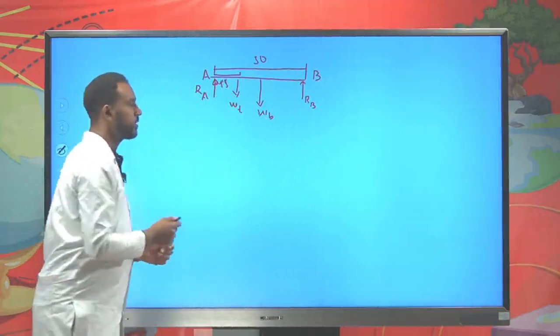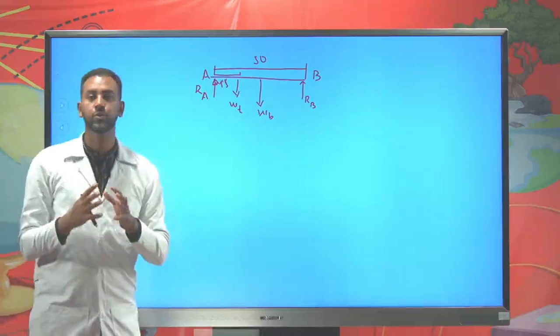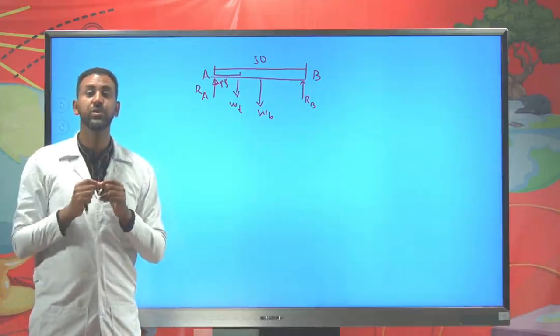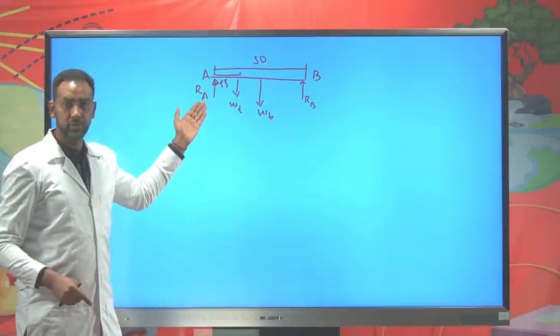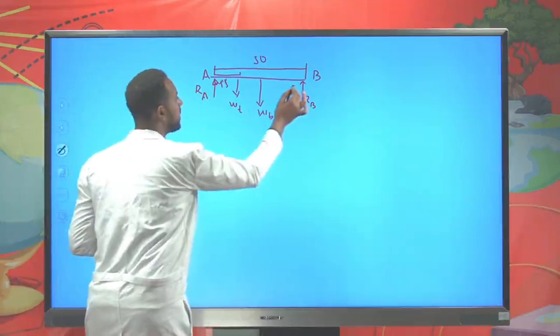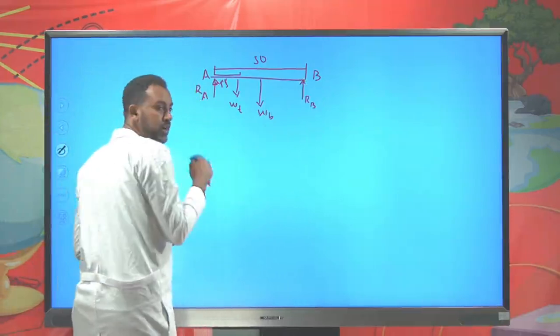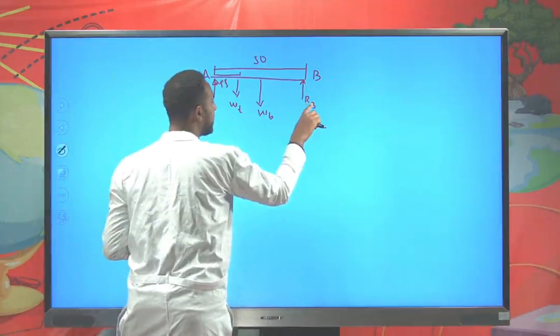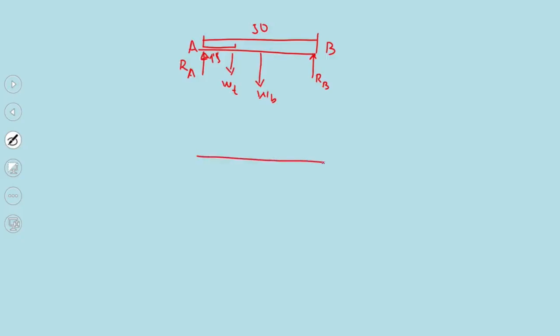15 meter. So what shall we do? The first thing is you should choose a pivotal point. Suppose you are trying to find the reaction force at point A, you can choose the pivotal point at point B. If you are trying to find the reaction force at point B, you can choose point A as the pivotal point. Let's say that point B is the pivotal point.